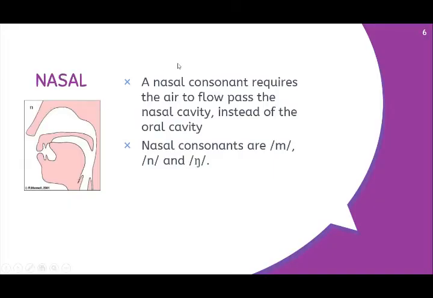Okay. Next we have nasals. A nasal consonant requires the air to flow through the nasal cavity instead of the oral cavity. I think we have discussed it before that nasal consonants itu air flow-nya tidak melalui mulut, tapi melalui nasal cavity atau hidung. Contohnya kalau kita memproduksi bunyi m, ya, seperti pada kata mother, bunyi n seperti pada kata note, atau bunyi ng pada kata sing yang belakang sing.